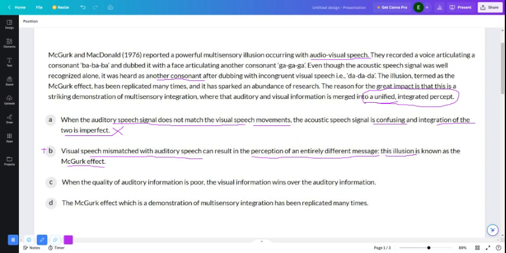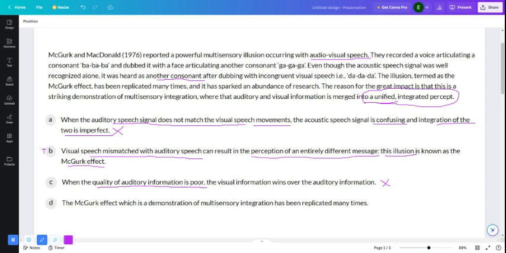Let's see the other options. When the quality of auditory information is poor, the visual information wins over the auditory information. Now see, here is the distortion: quality of auditory information is poor. Nowhere in the passage has it been told that if the auditory information is poor or better, then the visual information will be better than the auditory information. So it is completely out of the premise, not mentioned.